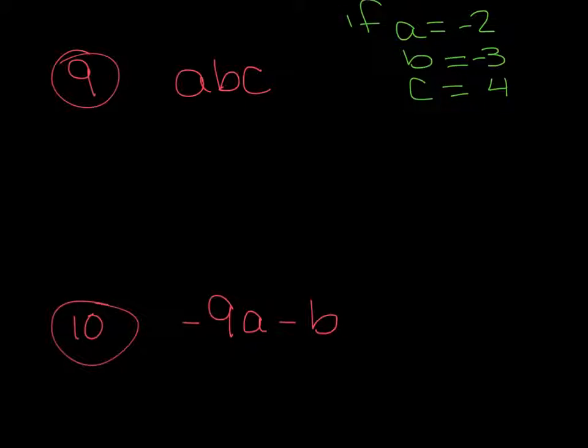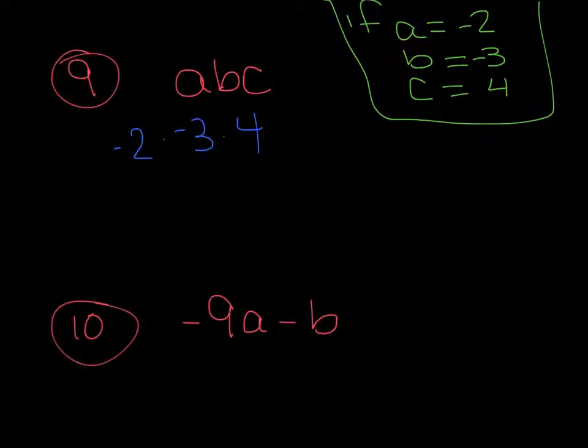All right, so for the last two, I thought, you know what, let's do something besides x's, because remember, for variables, we can use any letter to represent a number. And in this case, I've got 3 of them at the same time over here. So number 9, A, B, C, there is no plus or minus in there, so that is all multiplication. So that's going to be negative 2 times negative 3 times 4. And so negative 2 times negative 3 is 6. 6 times 4 is 24.